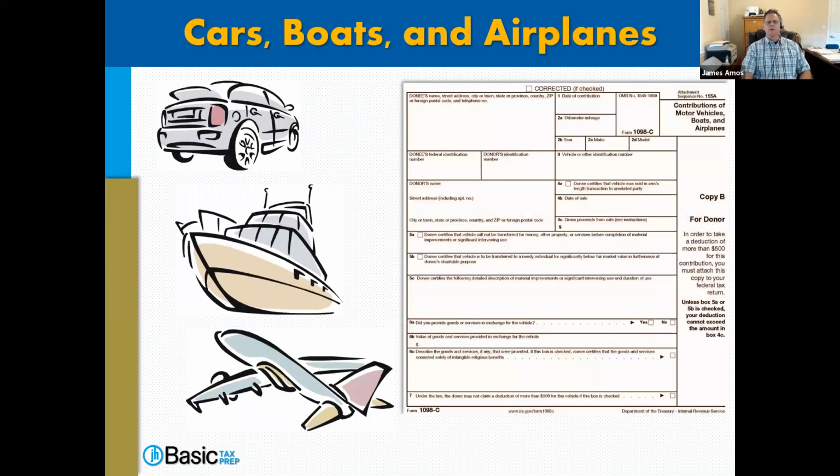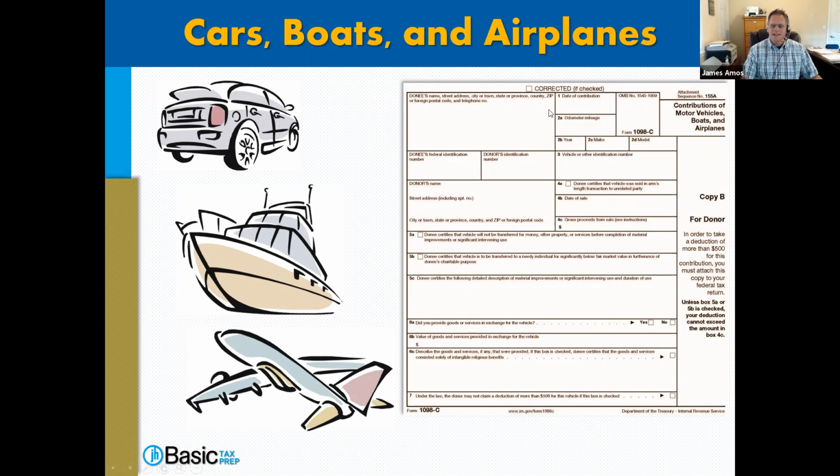Cars, boats, and airplanes. Big ticket items like this, they have to donate it, and there's very specific rules. It has to be donated, and the organization has to send them a 1098-C for contribution. Look, I don't want to get into this a whole lot in our presentation. I want you to read through this information just so you know it.